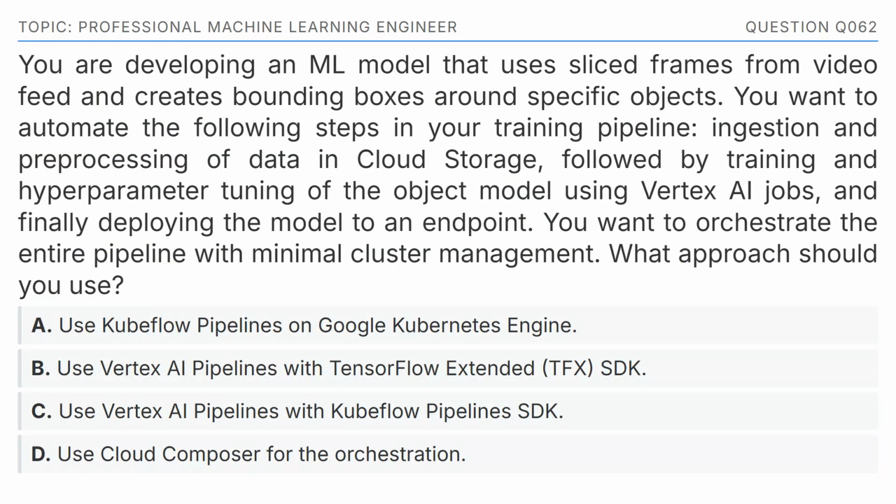You are developing an ML model that uses sliced frames from video feed and creates bounding boxes around specific objects. You want to automate the following steps in your training pipeline: ingestion and pre-processing of data in cloud storage, followed by training and hyperparameter tuning of the object model using Vertex AI jobs, and finally deploying the model to an endpoint. You want to orchestrate the entire pipeline with minimal cluster management. What approach should you use?